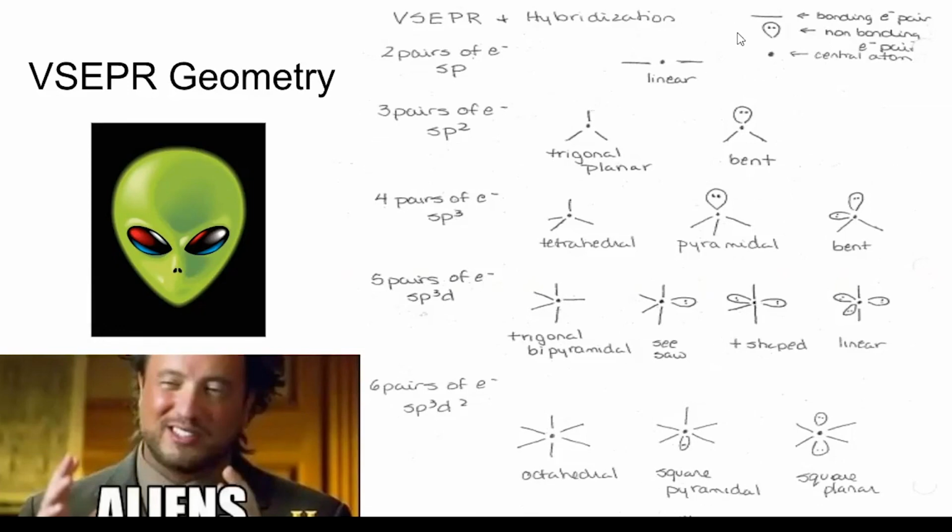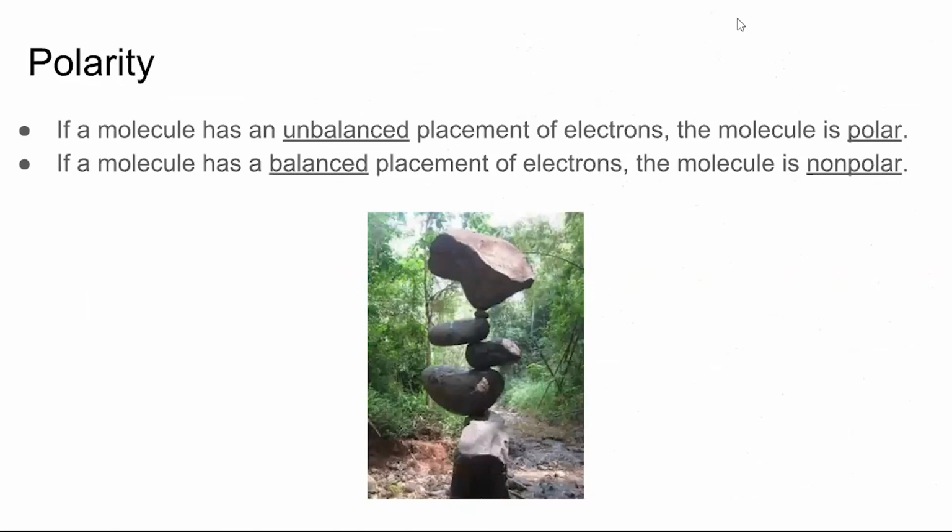So next slide. Polarity is, as I stated before, if a molecule has an unbalanced placement of electrons, then the molecule is polar. However, if a molecule has a balanced placement of electrons, then the molecule would be nonpolar. So it's a pretty straightforward concept.